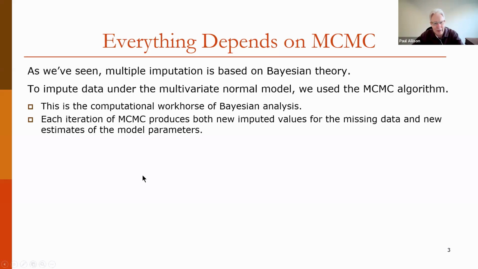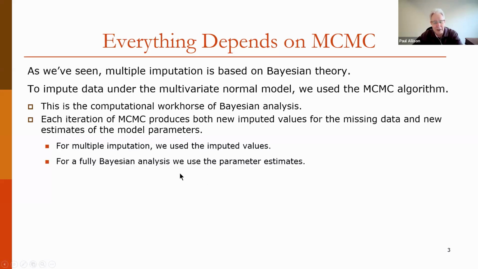As we saw before, MCMC is an iterative method. That is, it repeats the process over and over again. And at each iteration, it produces both new imputed values for the missing data and also new estimates of the model parameters. When we used it for multiple imputation, we only obviously focused on those imputed values. But for a fully Bayesian analysis, instead, we focus on the parameter estimates. And if the MCMC algorithm runs for 1,000 iterations, you're going to get 1,000 different estimates of the parameters.